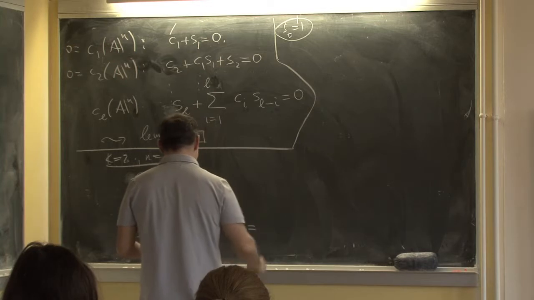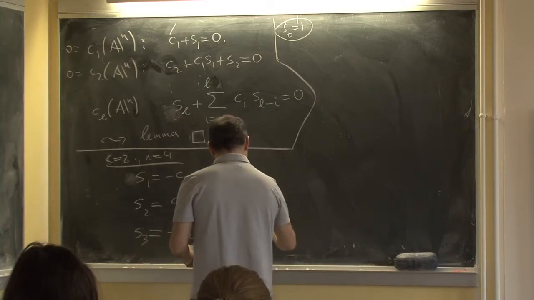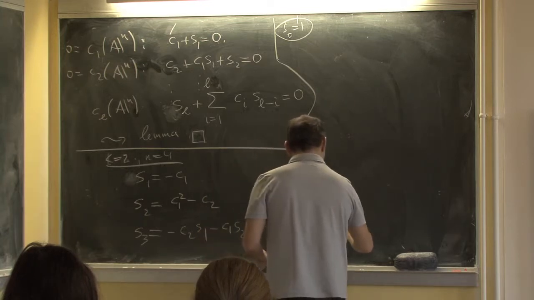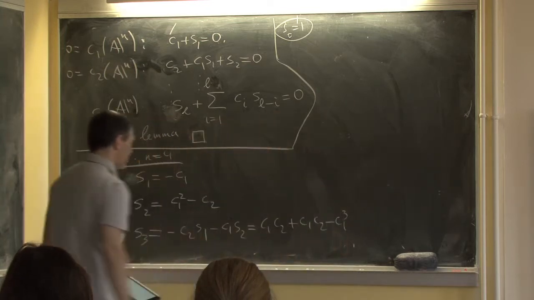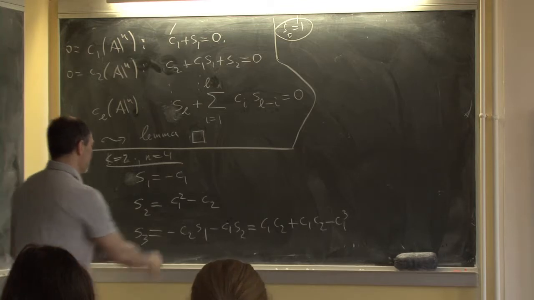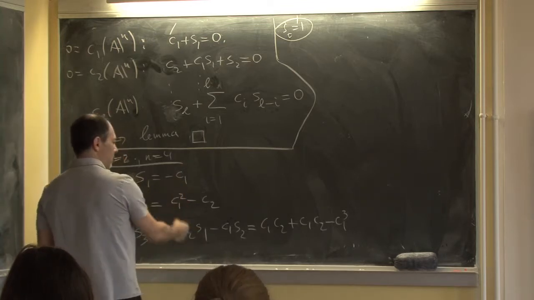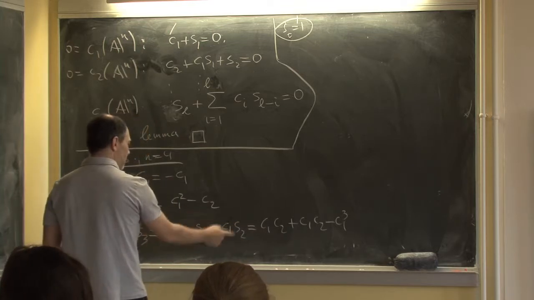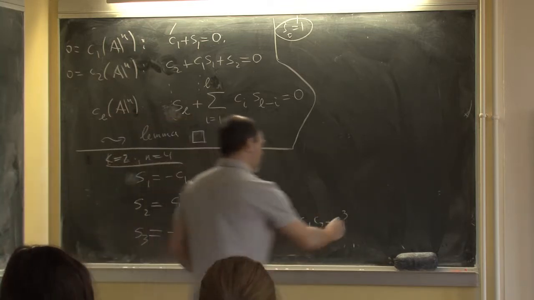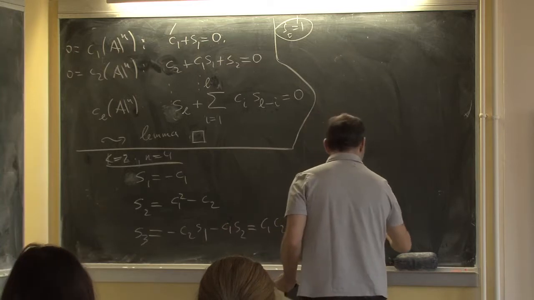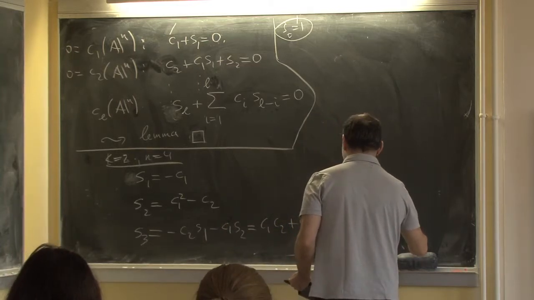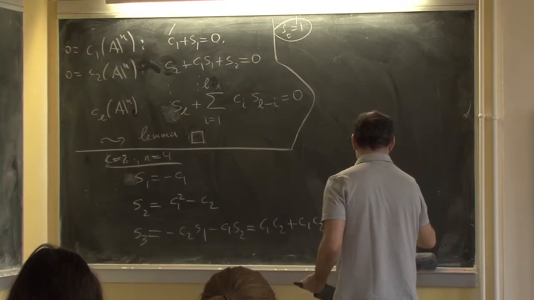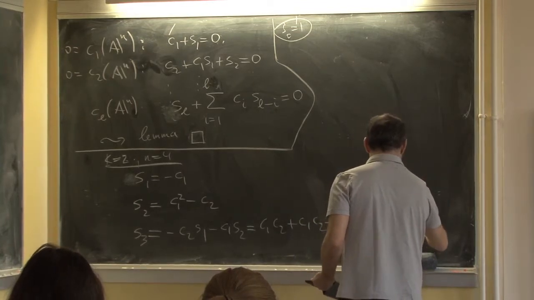And so when we express this, we get C1 C2 plus another C1 C2 minus C1 cubed, right? The first comes from the first one, because minus C2 S1 is just C1 C2. And the second one, when I multiply S2 with this, I get this term. So I get 2 C1 C2 minus C1 cubed, okay?